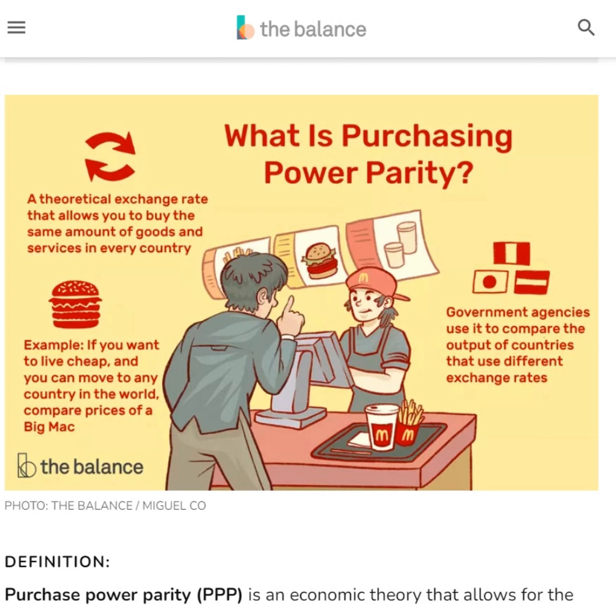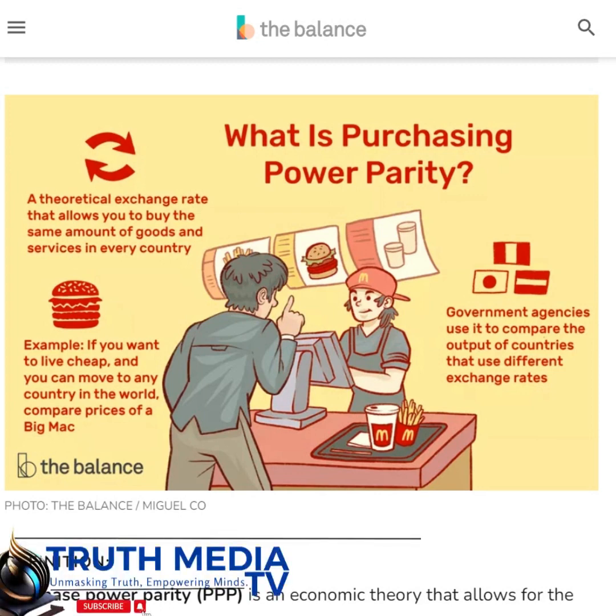Now, the phrase purchasing power parity, or PPP, might sound like it comes straight out of a fancy finance textbook, but I got you covered. I'm going to explain it in a way that everyone will be able to understand. First, I'm going to give you the official definition of PPP, and then I will provide a simpler explanation that is easier to understand. So here's the official definition. Purchasing power parity is a theoretical exchange rate that allows you to buy the same amount of goods and services in every country.